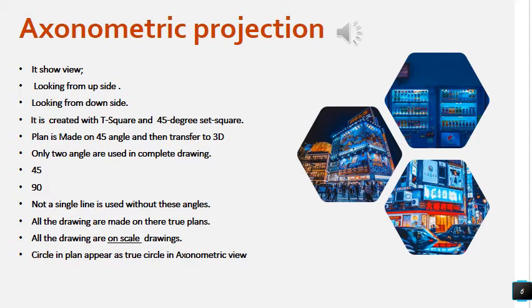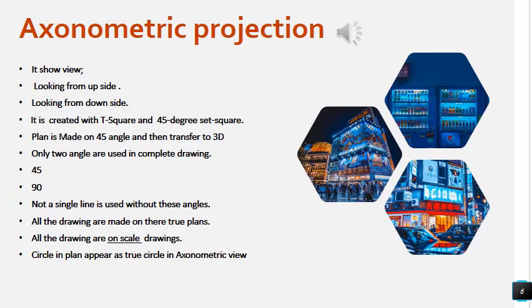From the bird's eye view or worm's eye view, you see two sides of the object and you have to decide on one of the sides, so that will show the complete view. It is created with a T-square and a 45-degree set square. Only two angles are used: you put the T-square on the base, and then you have lines at 45 degrees and 90 degrees.